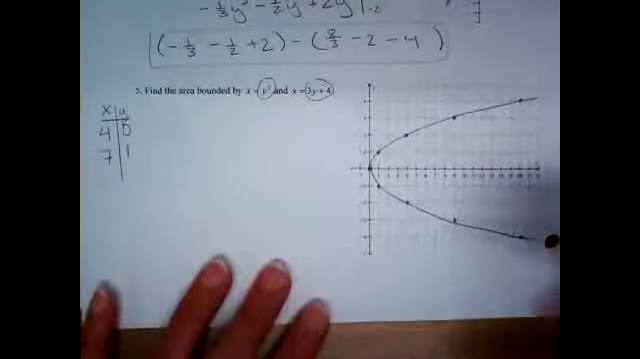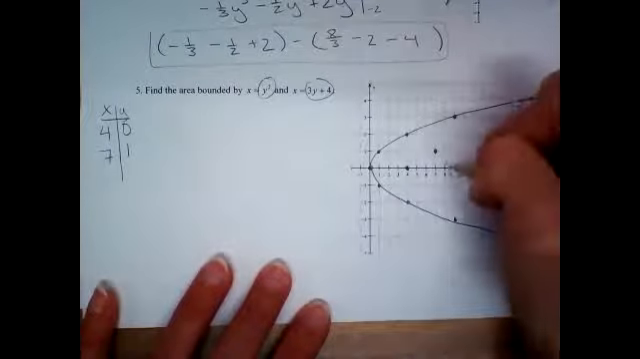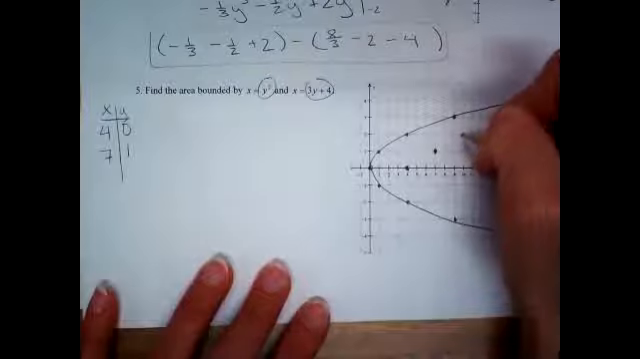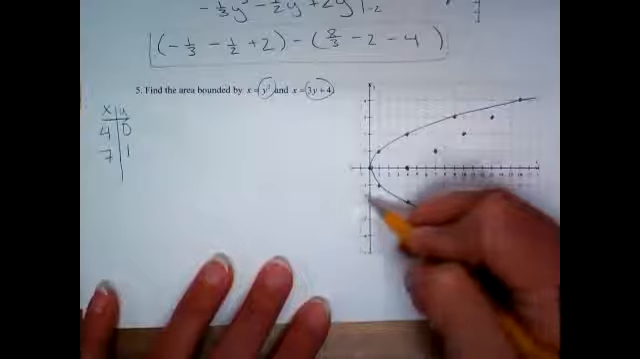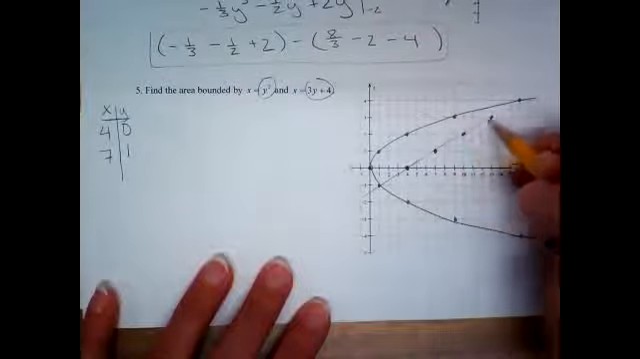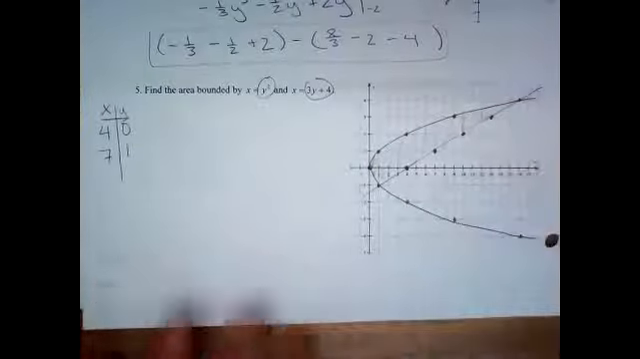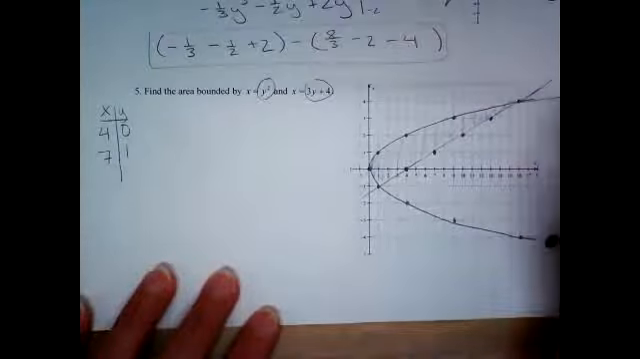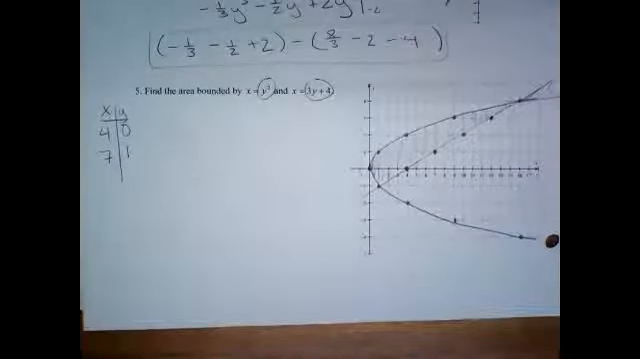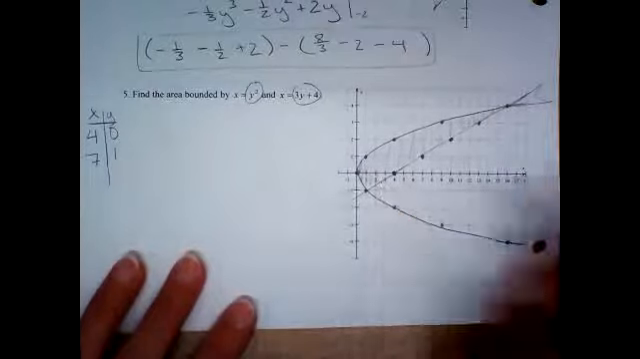So we'll have 4, 0, 7, 1. And so the next one would be 10, 2. Do you see how it's over 3, up 1? It's going to be linear. So just allow the slope instinct to kick in. So we're going to find the area of that shape. Looks like a whale to me, like a whale tail or something. That's what I always see when I look at it.